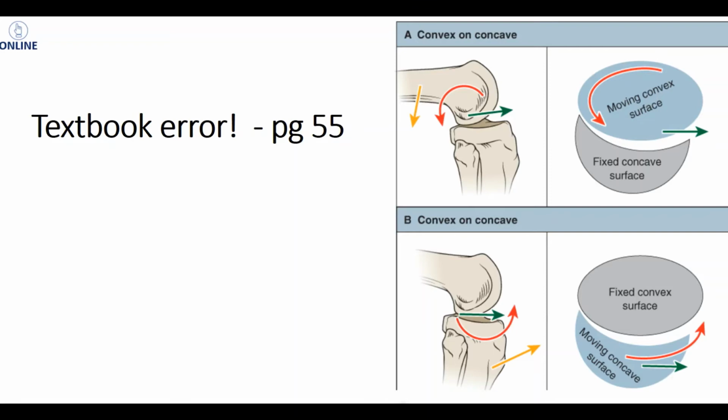I do want to point out that there is a slight textbook error here. The words in the description are correct, but this part of the image is not. With this, you could see A is correct. You have a moving convex on a concave. But in this case, you have a moving concave on a convex. So it should be a concave on a convex.